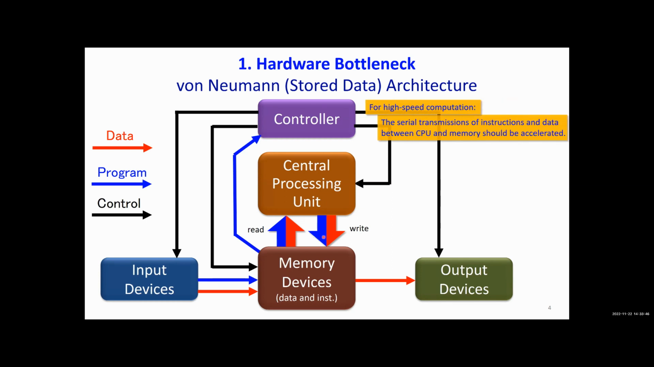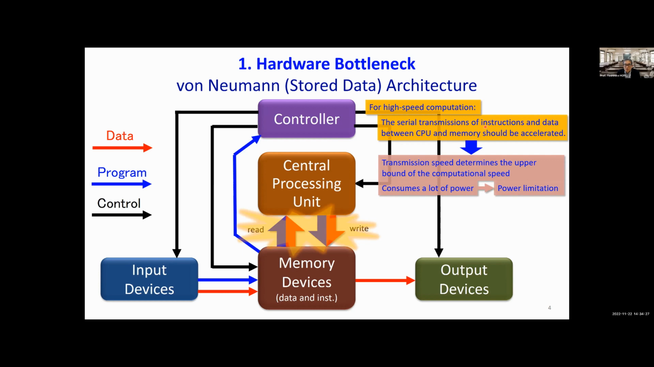So if we want to speed up the processing, we have to make this communication very fast. This serial transmission of instructions and data between the CPU and memory should be accelerated for high-speed communication.